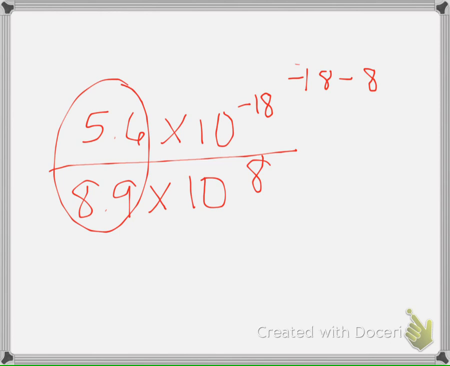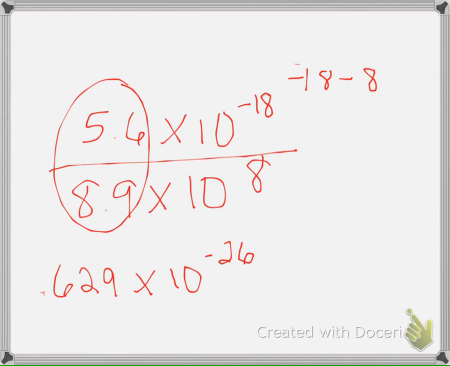So 5.6 divided by 8.9 is 0.629. Okay, times 10. Okay, subtract these. 18 minus 8 is 26. Yes, negative 26.